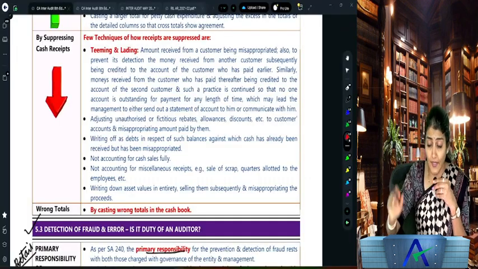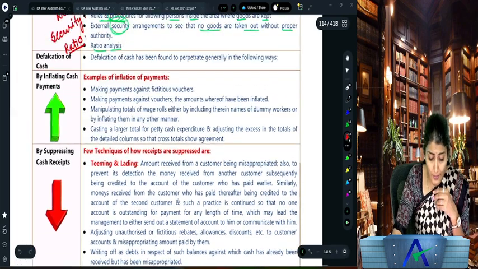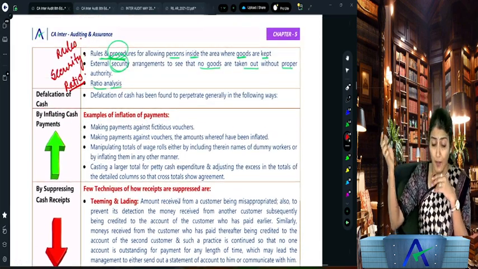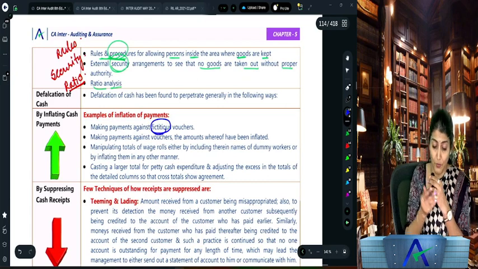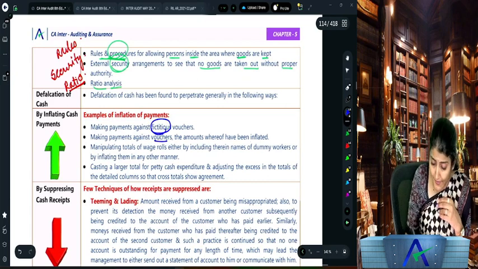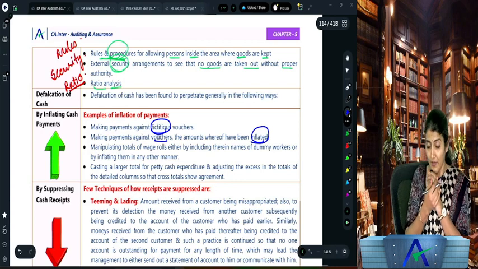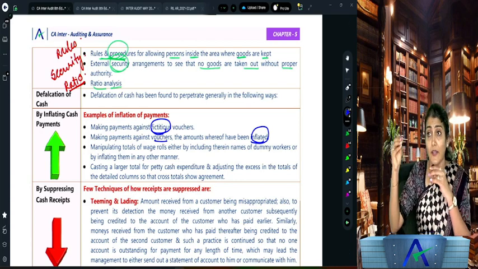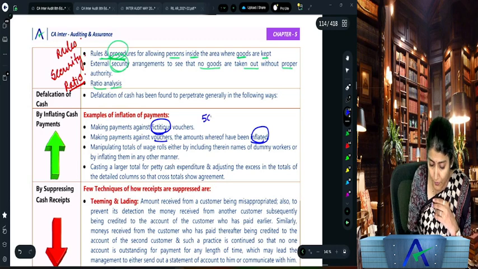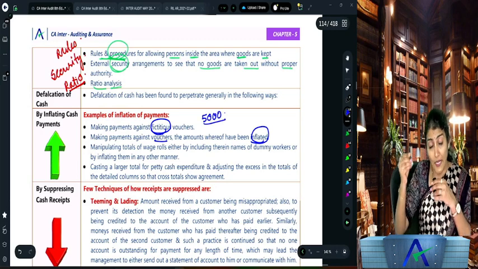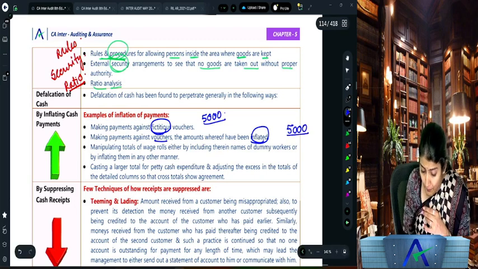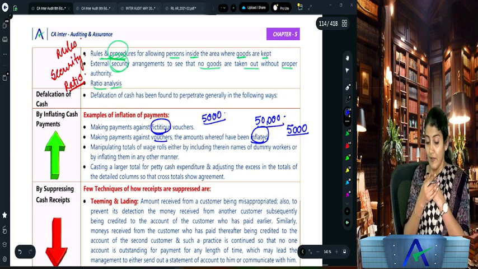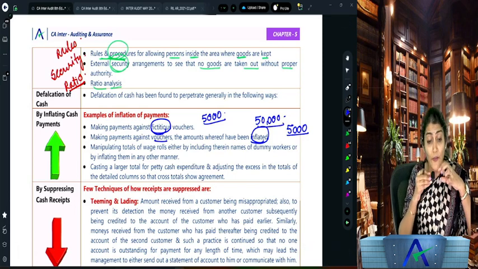And then what does it say? By inflating the payment. How can you inflate the payment being made by a company? One, you can make a payment against a fictitious voucher. Second, you can make a payment against an inflated voucher. Right, so one, there is no pest control done at all, but you are processing a payment of 5,000. Or second, pest control was done. How much was the amount of the pest control? 5,000, but what you said? 50,000 pest control charges. Right, so inflated vouchers or the fictitious vouchers.